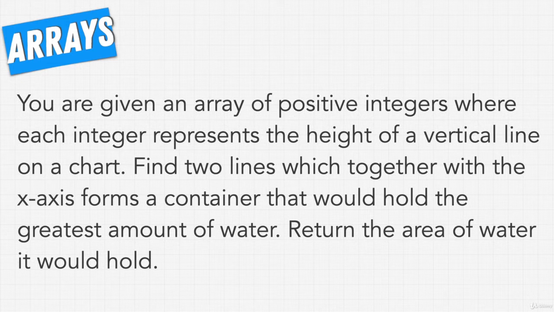The question asks, you are given an array of positive integers where each integer represents the height of a vertical line on a chart. Find two lines which together with the x-axis forms a container that would hold the greatest amount of water. Return the area of water it would hold. Now I know this question seems a little bit confusing at first, but let's visualize what the question is asking us.